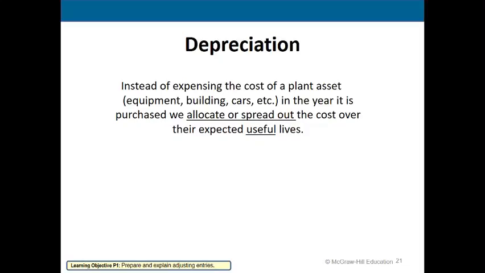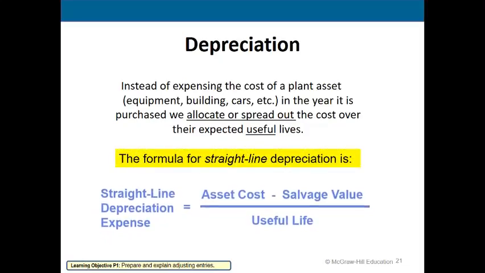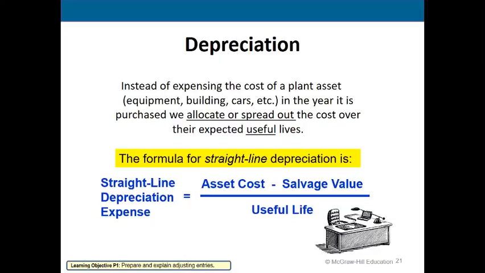And over the lifetime of that asset, you're going to expense the cost of it. And so we allocate the cost of these plant assets over their expected useful life. Now we do this using different methods, but the main thing is we do this using what's called depreciation expense. Okay?